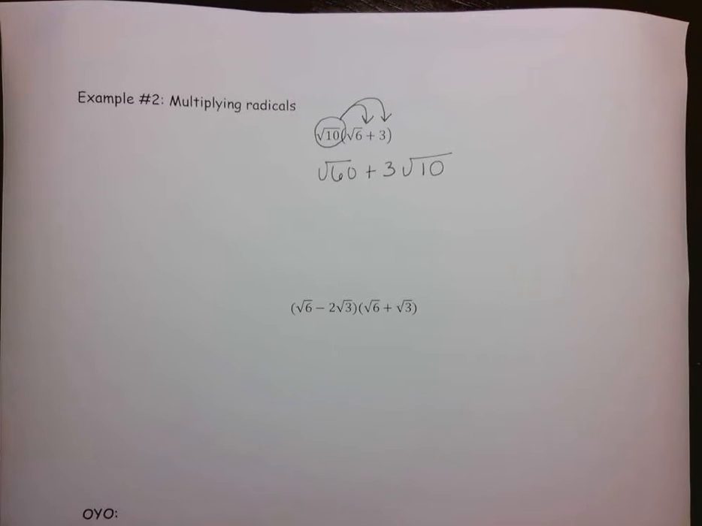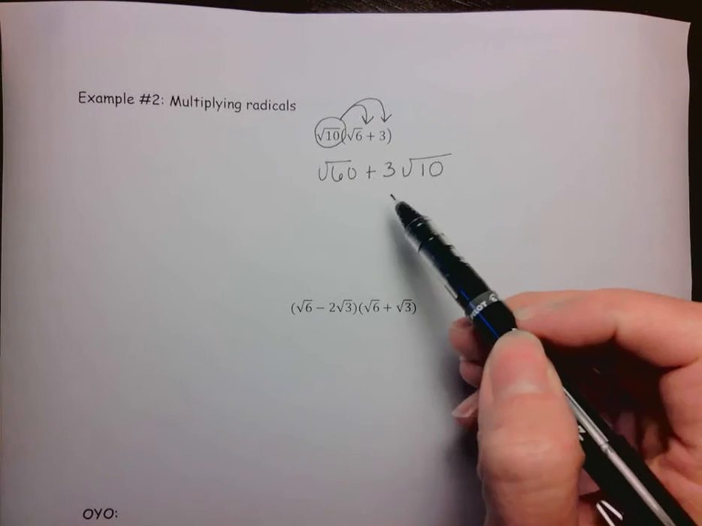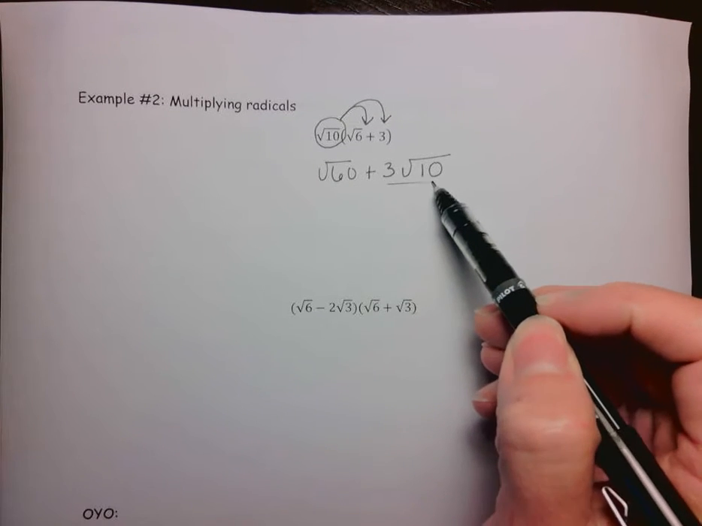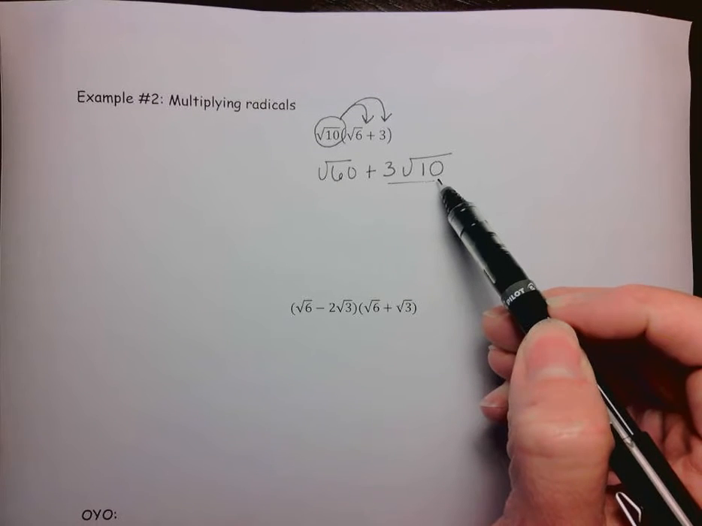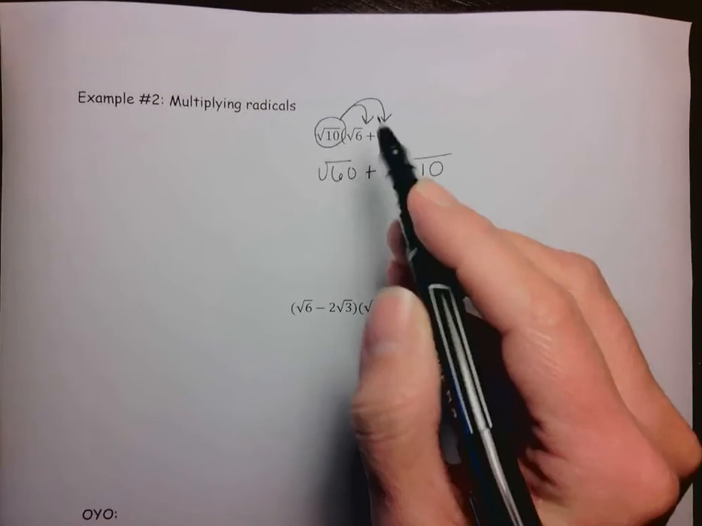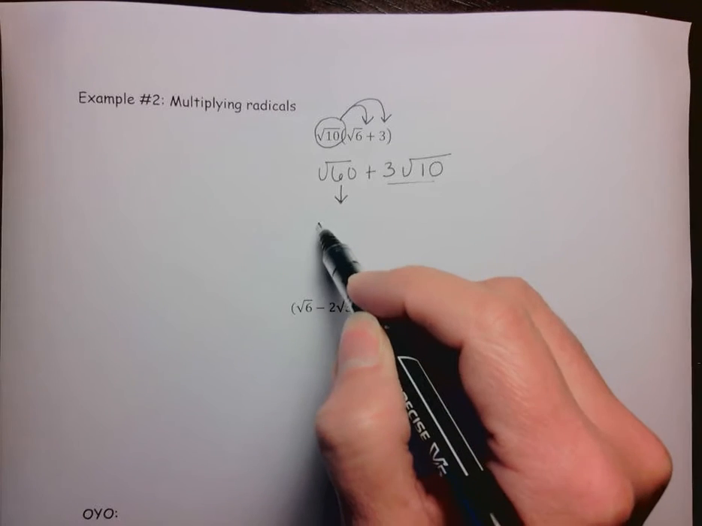Now you have to ask yourself, am I finished? Can I go further? You have to look at each term individually and ask yourself, is there anything I can combine? Is there anything I can simplify further? Well, I cannot combine these, and I can't do anything with 3 times the square root of 10. But I can simplify the square root of 60 further.